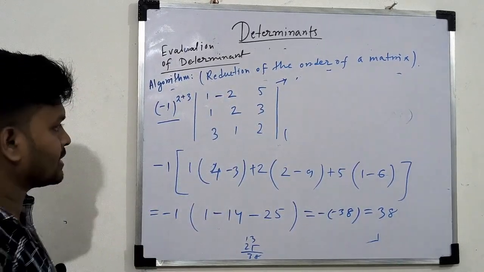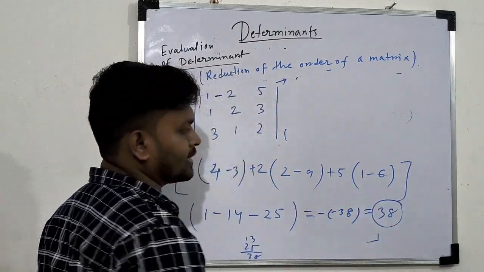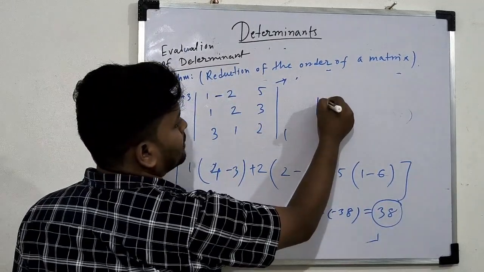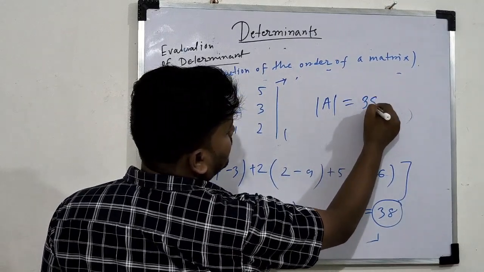If I made a mistake, please check. And after that we get the answer 38. For the previous matrix, the given matrix A, the determinant will be 38.